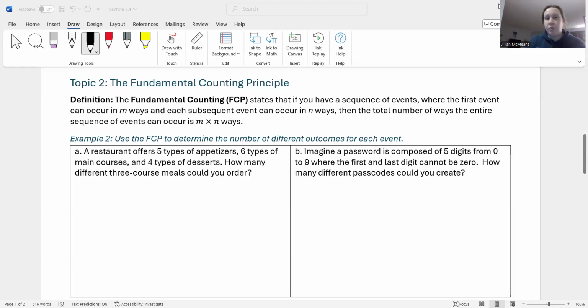Okay, for topic two, we're going to talk about the fundamental counting principle. The fundamental counting principle is going to make what we did in the previous video with counting and tree diagrams a bit easier. So the fundamental counting principle says the following.